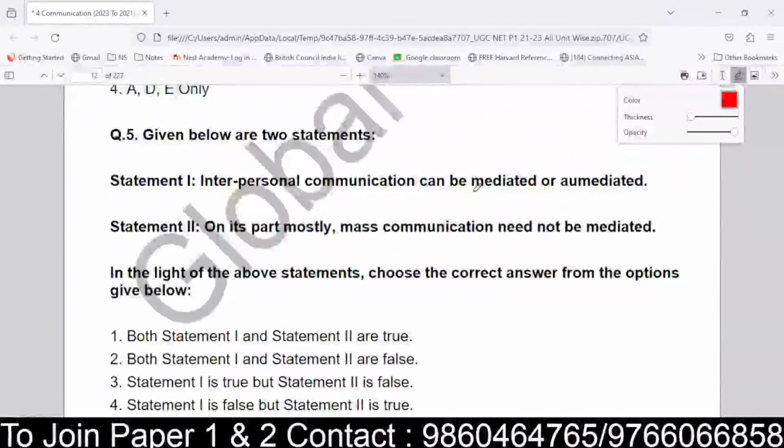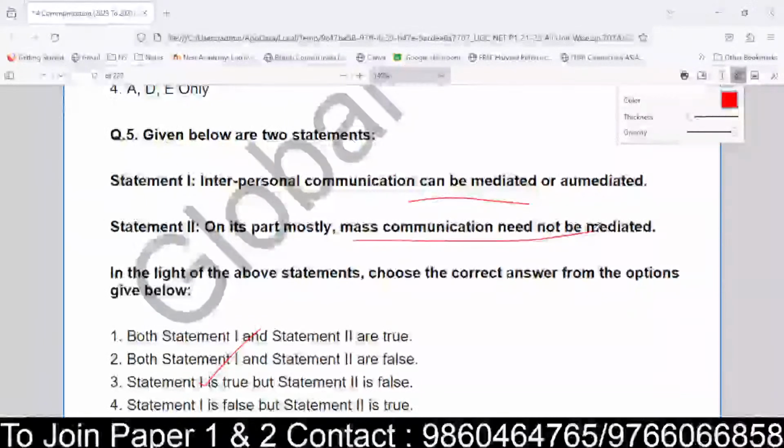So it is talking about mass communication and interpersonal communication. Interpersonal communication can be mediated or unmediated, whereas on its part mostly mass communication cannot be mediated. So it is giving two contradictory statements. Which statement stands to be right? Yes, interpersonal communication can be mediated or unmediated, that is very true, but mass communication need not be mediated. So you cannot say there is no probability it can be, right?